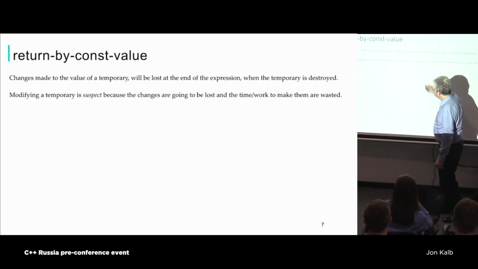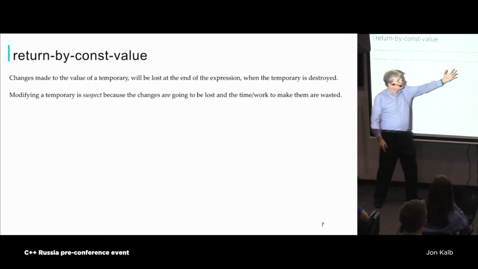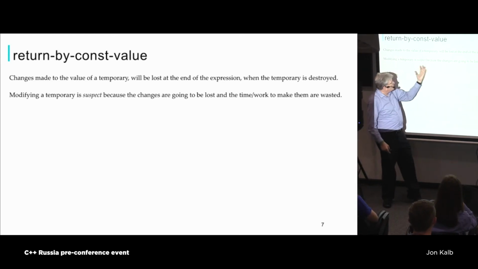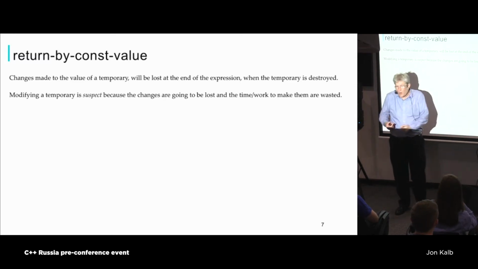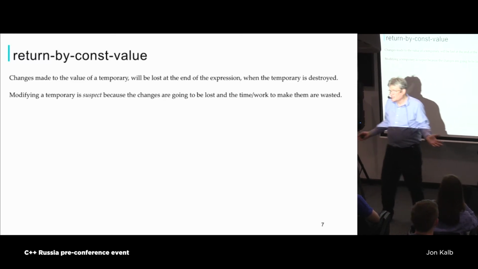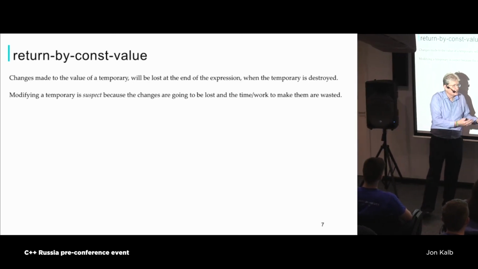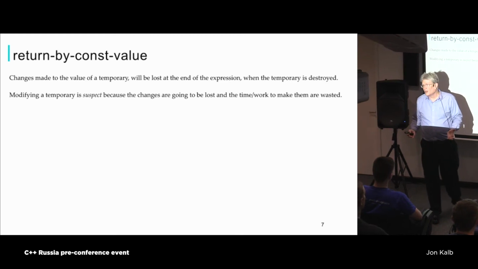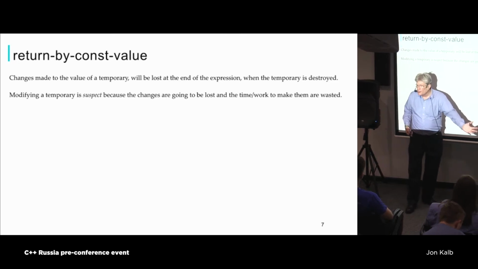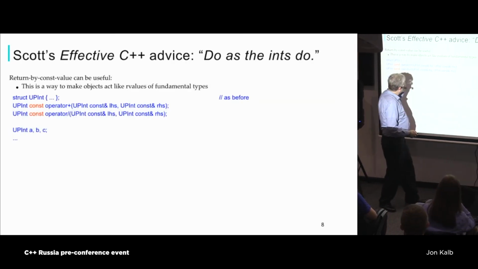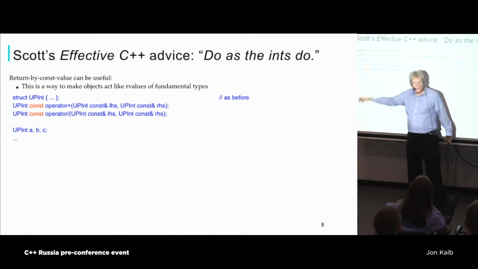Well, the idea is that if you make a change to a temporary, that is going to be lost at the end of the expression when the temporary is destroyed. So modifying a temporary is suspect, because the changes are going to be lost, and those modifications being lost mean they're probably a waste of time. And if you've asked for those modifications, you were probably confused about what you were asking for. So there's probably a logic error as well. So catching that would be a boon to us, correct? So what Scott has recommended in classic C++ is that we return these as const.